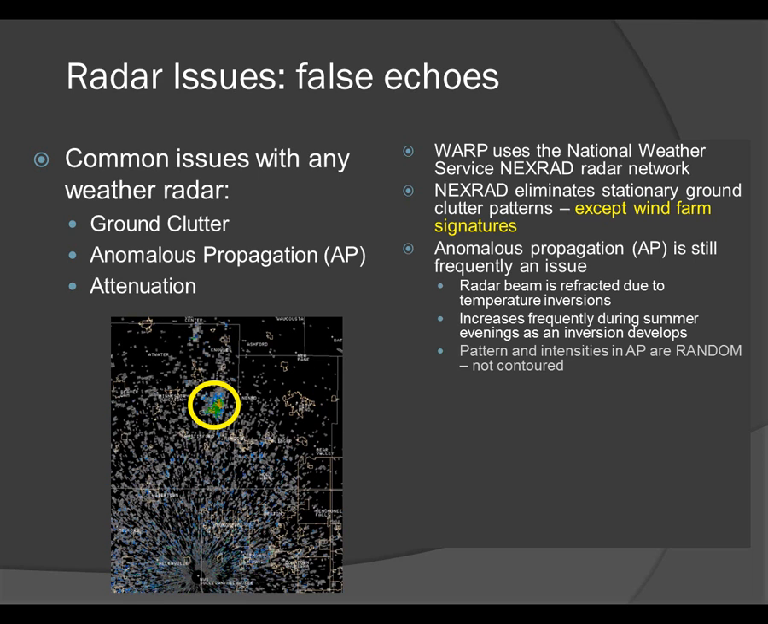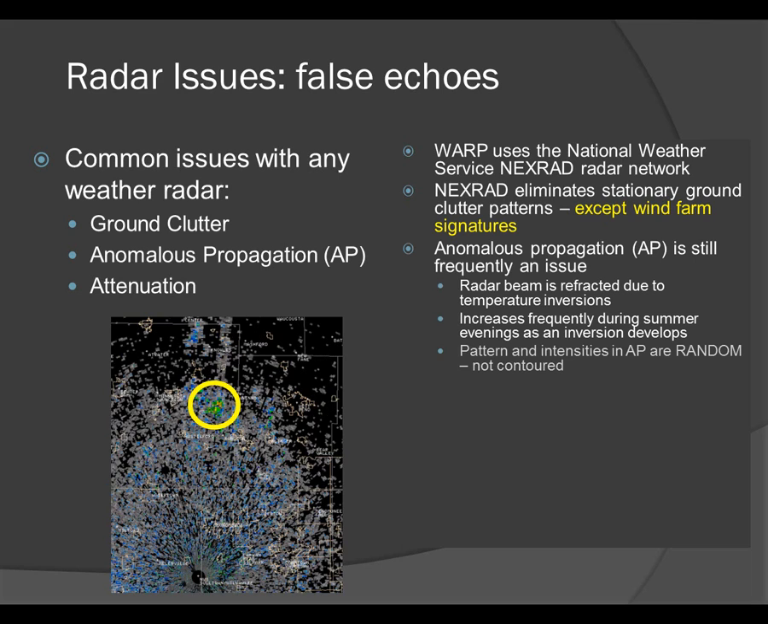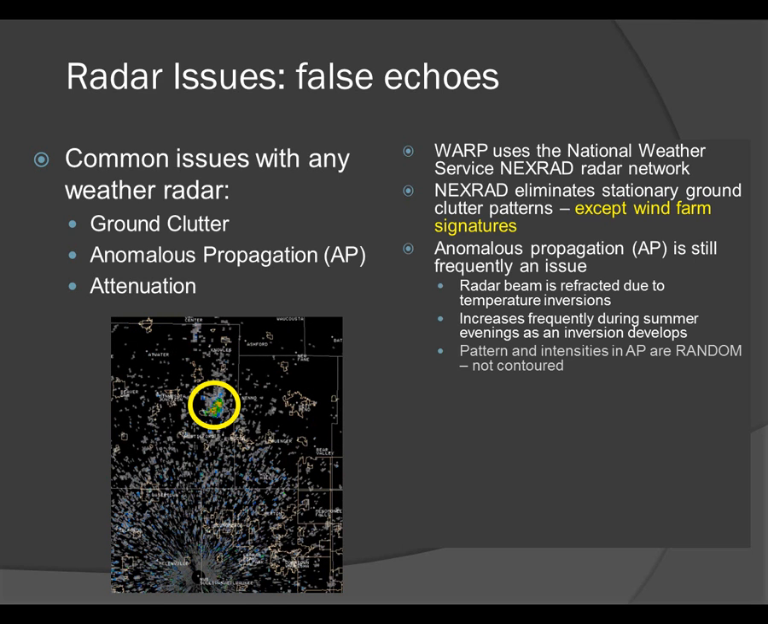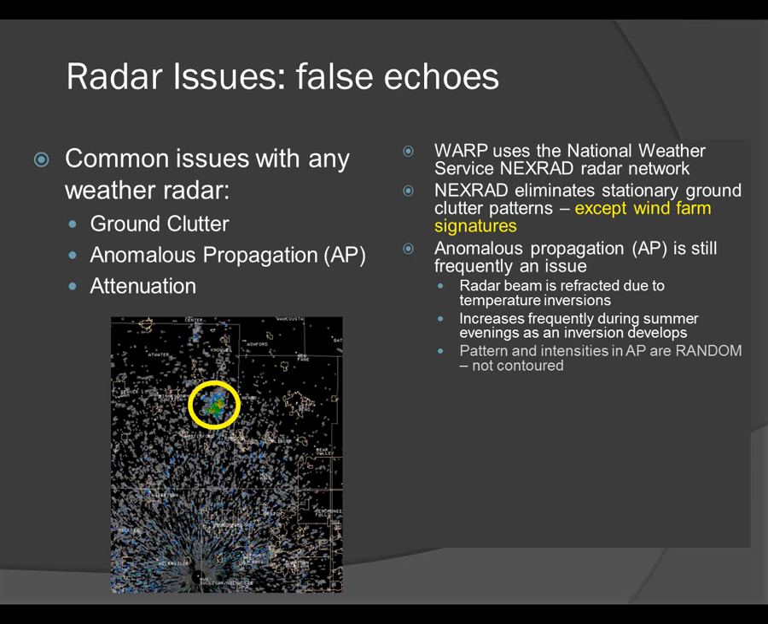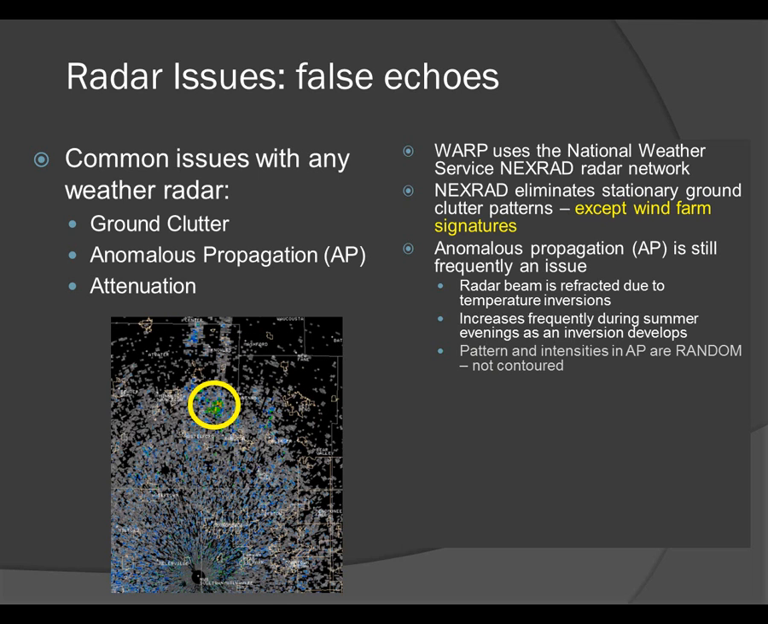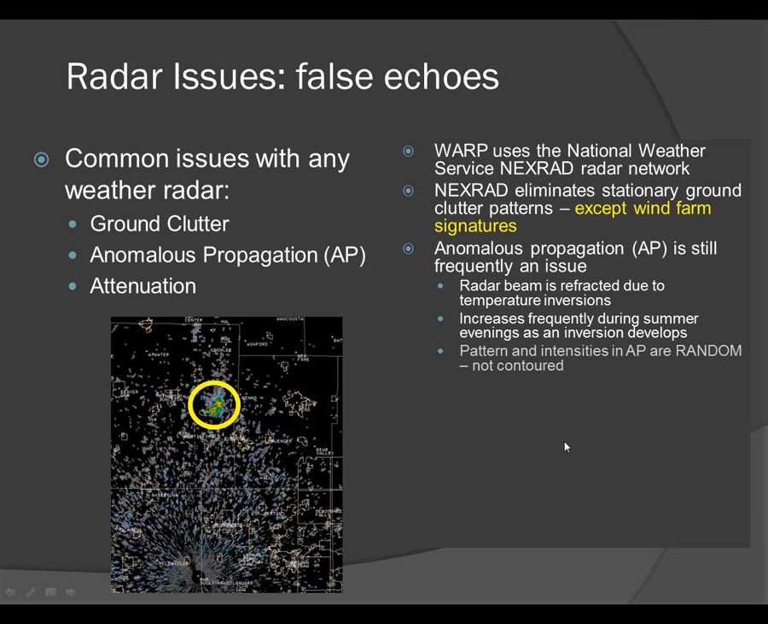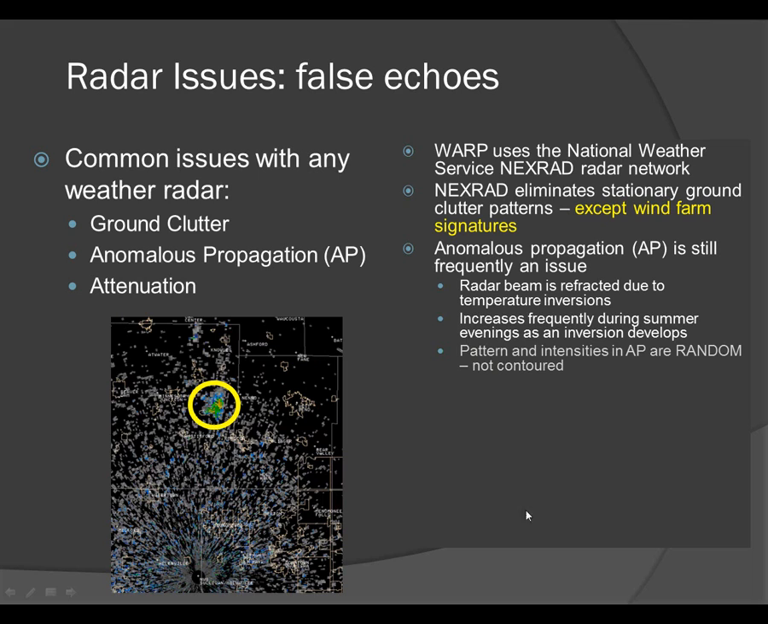Anomalous propagation, or AP, is still frequently an issue, and this is a case where the radar beam is refracted due to temperature inversions. You see this most frequently during summer evenings as an inversion develops, and the pattern and intensities in AP are random. And it's how you can tell the difference between AP and real-time cells. These echoes that you see here are not contoured.